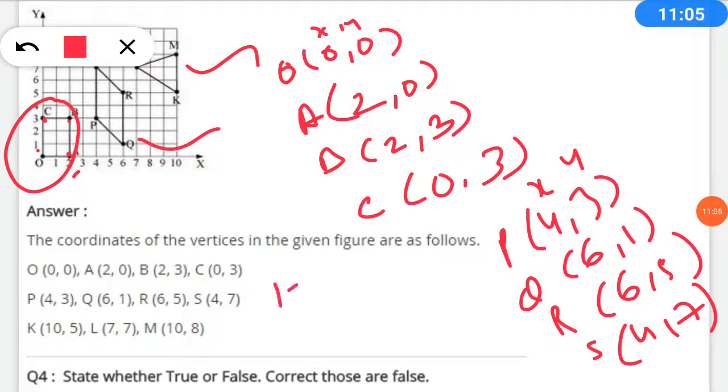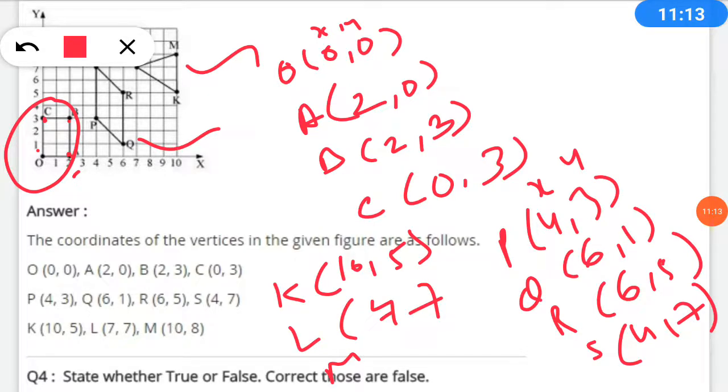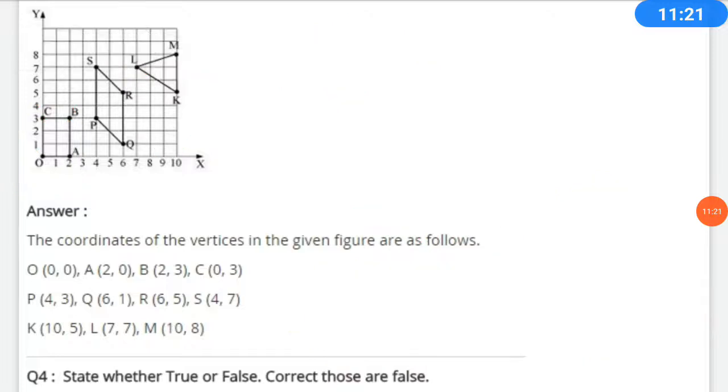Then the next one we are having K L M. So K we are having 10 5, okay, L we are having 7 7, so we are having the point 7 7. Then M we are having 10 8. Clear? So like this way you have to answer it.